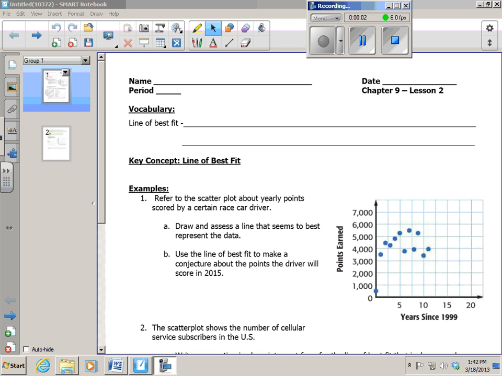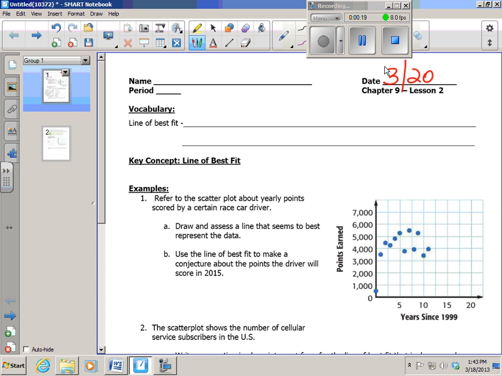So here are your notes for Chapter 9, Lesson 2. And we are putting the date 3/20 at the top. And we have vocabulary word line of best fit.